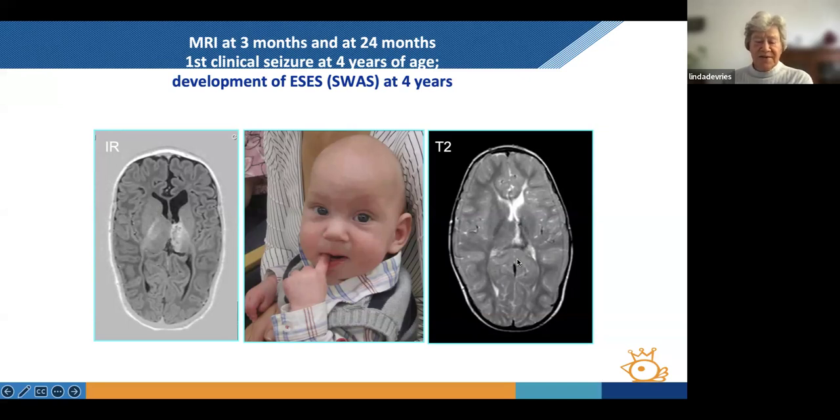Now, the main problem in these children is not motor outcome, but these children are very much at risk of developing a certain type of epilepsy, and that is electrical status epilepticus during sleep, ESES, but now the name has been changed to SWAS, spike wave activity during sleep. And that's not a very nice type of epilepsy, which results in cognitive decline and is difficult to treat with prednisone and clobazam, but that's not always recovering from this ESES or SWAS.